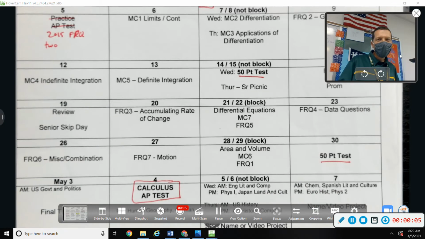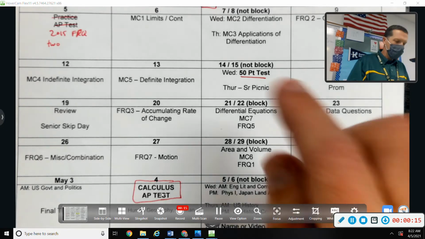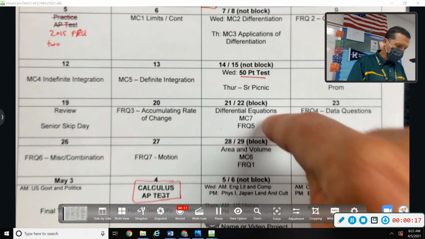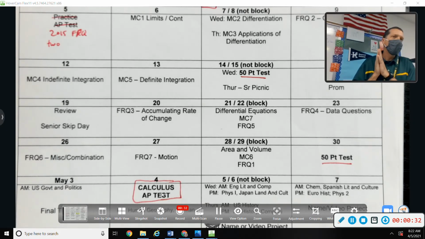So today we start our official review to get ready for the test May 4th. So we've got 4 full weeks of review leading up to the test. And I've got multiple choice questions that cover everything, grouped by topic, and free response questions grouped by topic. Most of these are previous AP tests, so we'll see lots of former test questions, and we'll review it by topic.